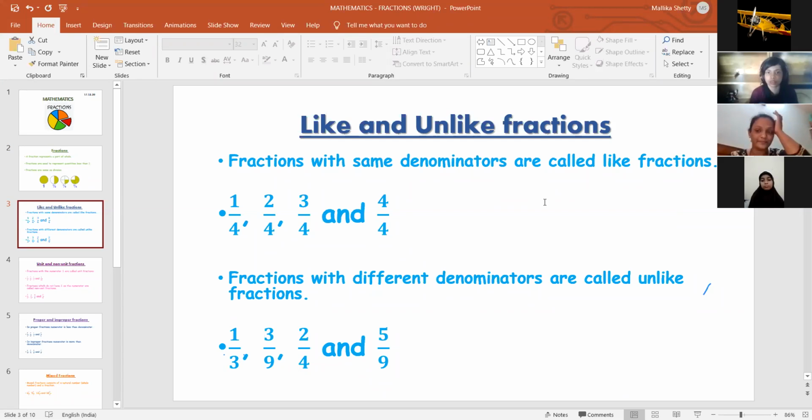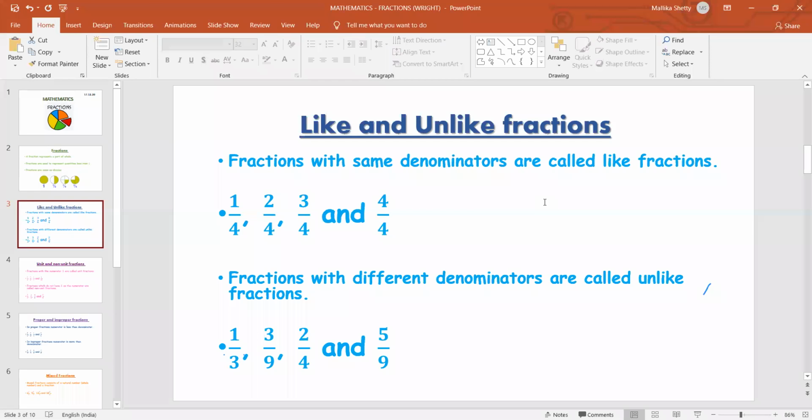Like decimals are the same, and unlike fractions, decimals are different. No, today we will not talk about decimals. Denominator, ma'am, I got mixed up. What is a like fraction? Hey, Zuveria, I can't hear you, dear. Okay, Umar, can you? Ma'am, like fractions have the same denominator and unlike fractions don't.